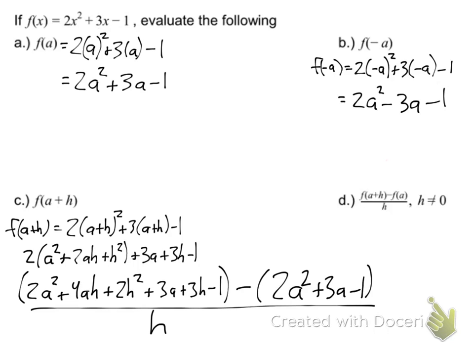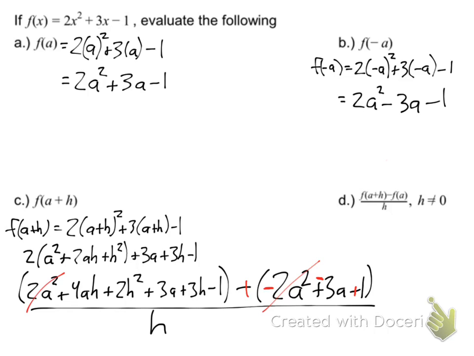Again, to save some time and space, I'm going to change the signs, right? Because I'm subtracting a group. That means there's a negative 2a squared, a negative 3a and plus 1. But when I do that, what happens on top? When I start to combine, I start canceling things out.